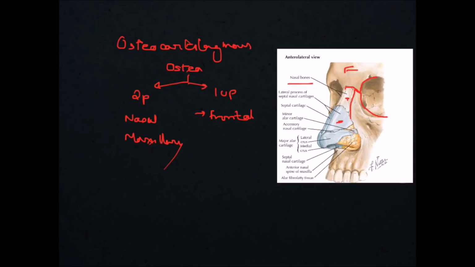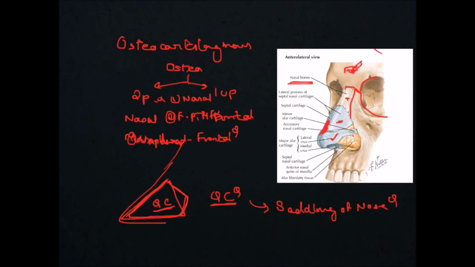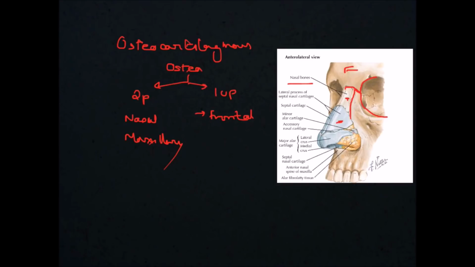This is the nasal process of the frontal bone, you can see it in the diagram. Now you might have one question: nasal processes are also present on either side, but they are not two separate bones, because they are part of a single bone, that is the frontal bone. Nasal bones are two separate bones present on each side. So this is about the osseous part.